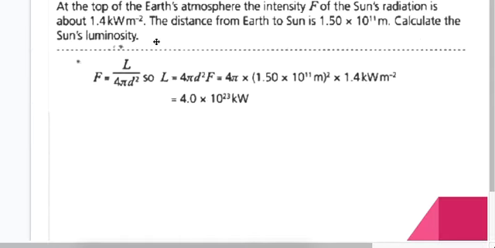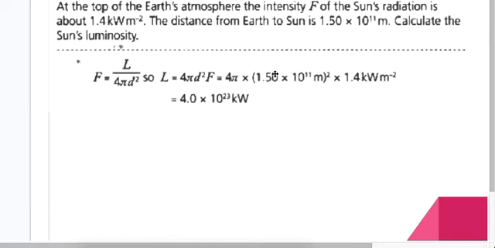For example, at the top of the Earth's atmosphere, the intensity F of the sun's radiation is about 1.4 kilowatt per meter square. The distance from the Earth to the sun is 1.5 times 10 to the power 11 meters. Calculate the sun's luminosity. So you use the formula F equals L over 4 pi d squared. Rearrange to make L the subject of the formula. It becomes L equals 4 pi d squared F.